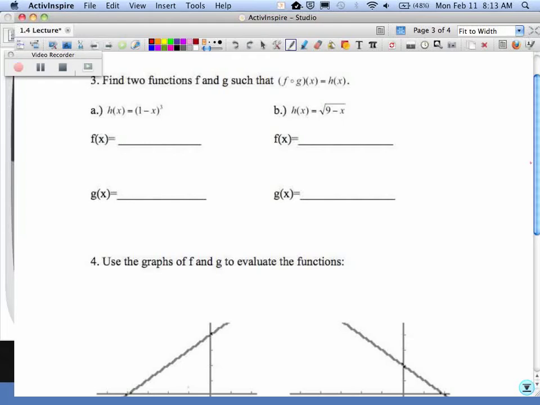Okay. What I tend to do is start with, we're supposed to do F composition G, which would be F of G of X. So whatever I put into G is going to be dropped into F. So the result looks like that. So I want to finish with 1 minus X quantity cubed.